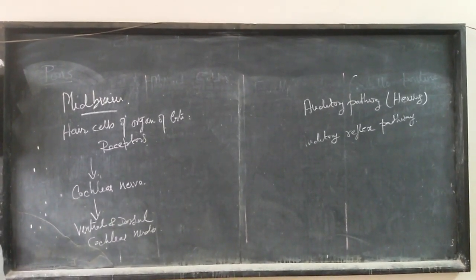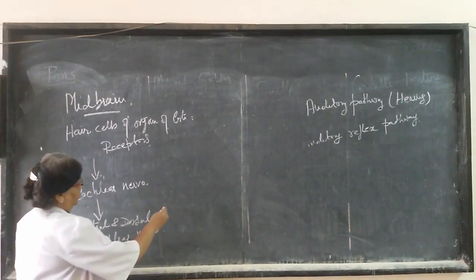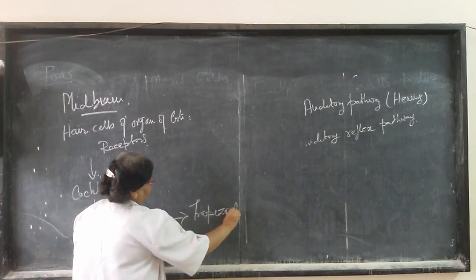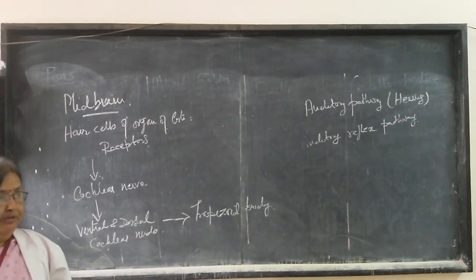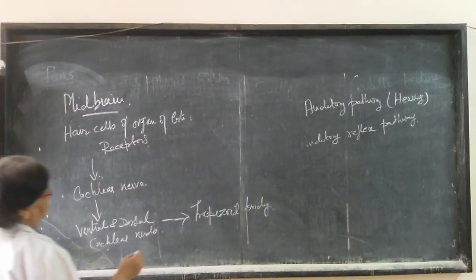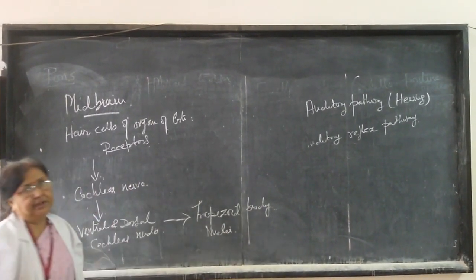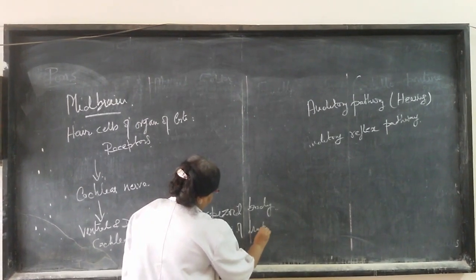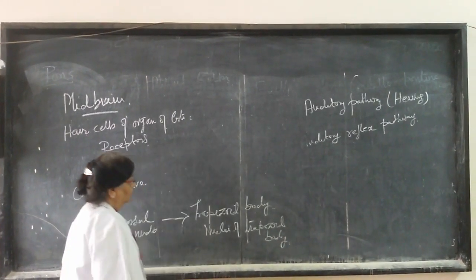Now, the fibers from the ventral and dorsal cochlear nuclei emerge as acoustic stria and form a bundle known as the trapezoid body. We also know that in the trapezoid body some gray masses are there, known as nuclei of the trapezoid body. The fibers terminate in the nuclei and fresh fibers start from the nuclei.